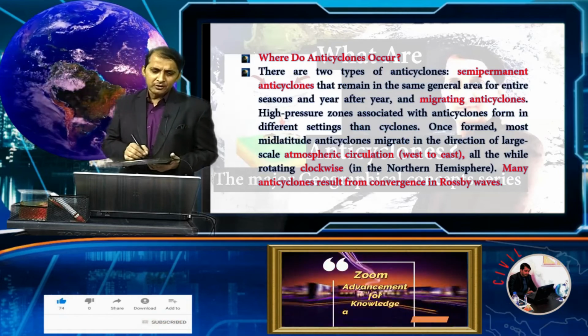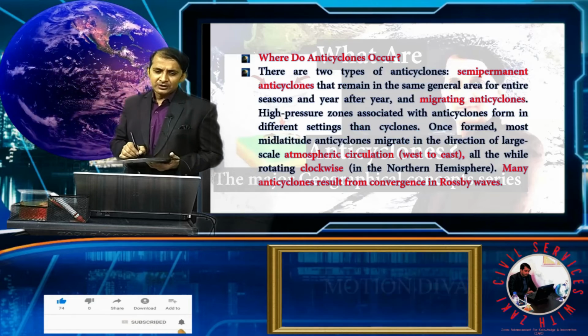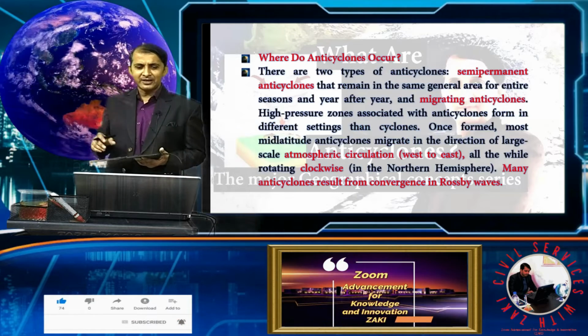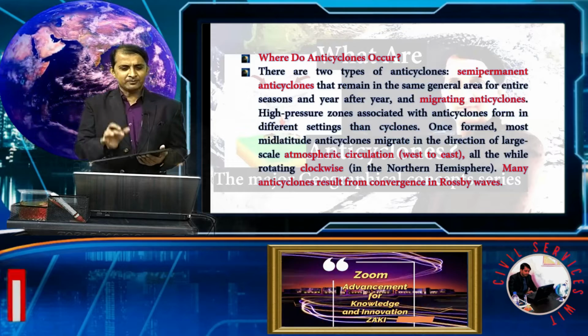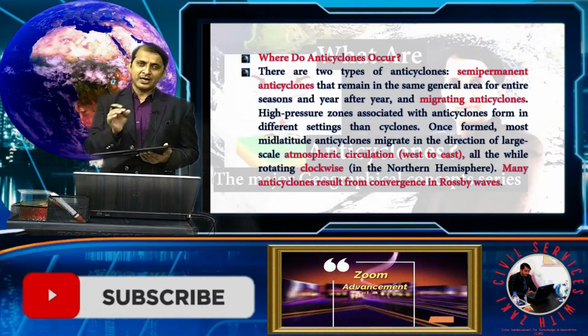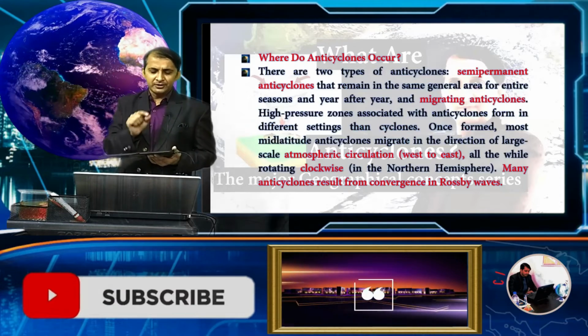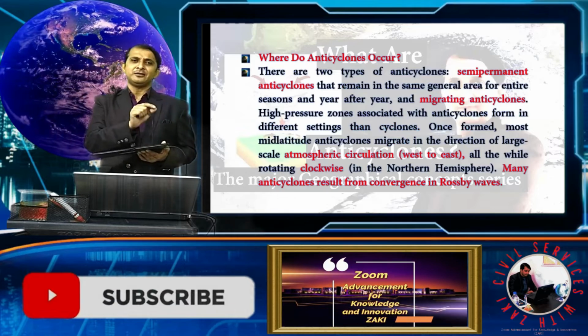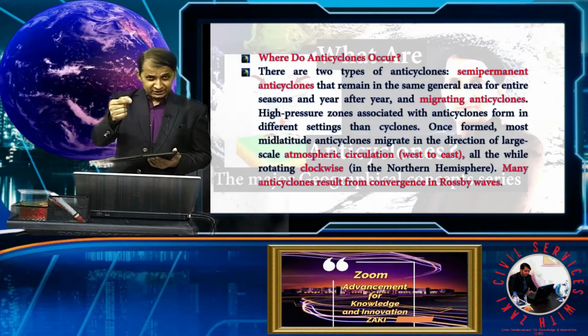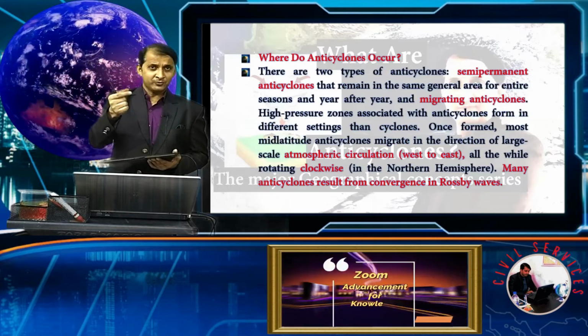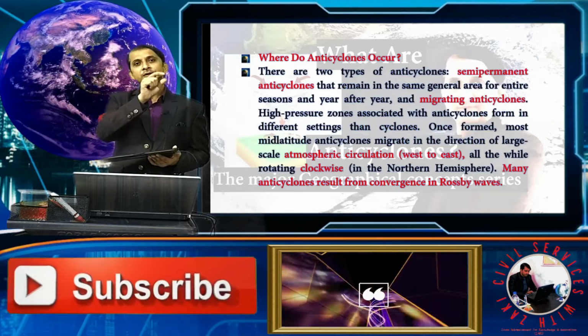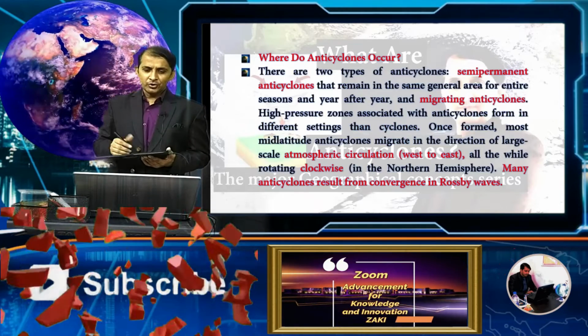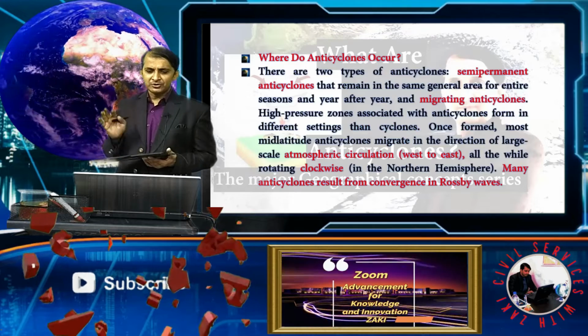Once formed, most mid latitude anticyclones migrate in the direction of the large scale atmospheric circulation. As you know, large scale atmospheric circulation is from west to east. Most of the jet stream, like Rossby waves and the jet stream, flow west to east, so it is also associated with west to east.